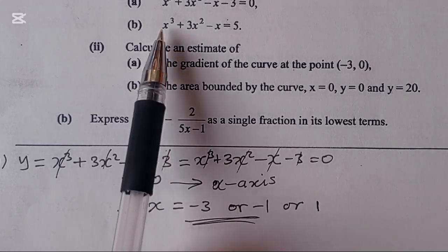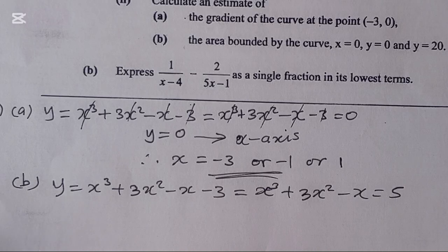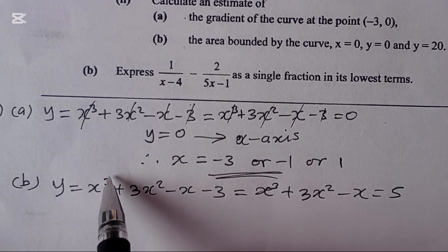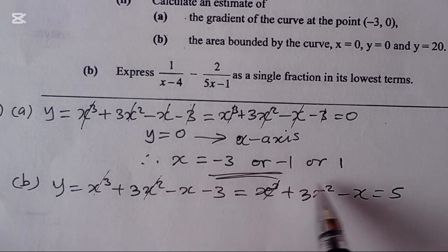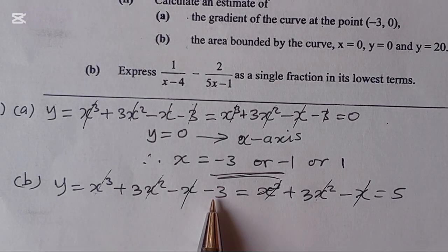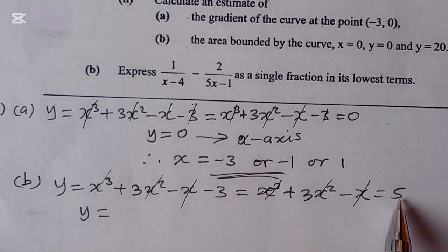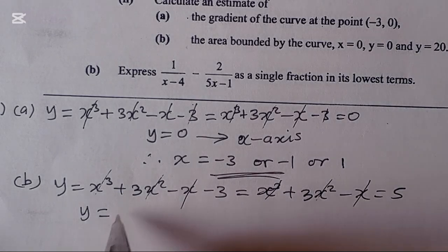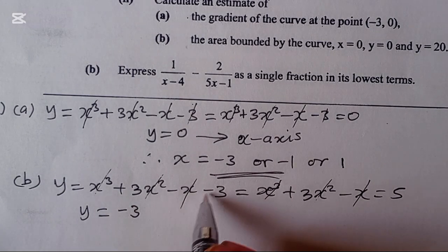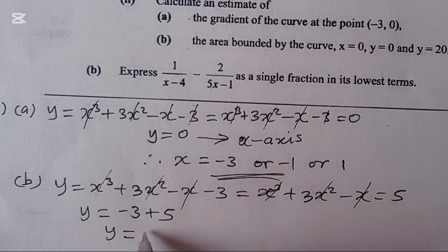So part B, this is the equation that we have. I'm going to equate this one with the general equation. From there, I'm going to cancel the like terms: this and this, this and this, this and this. Here, I remain with -3 and 5. So now I'll say y is equal to -3 plus 5, this -3 plus this +5. So y is equal to +2.